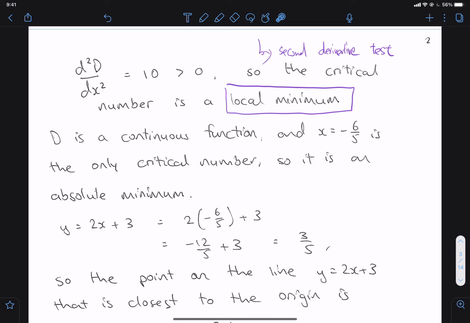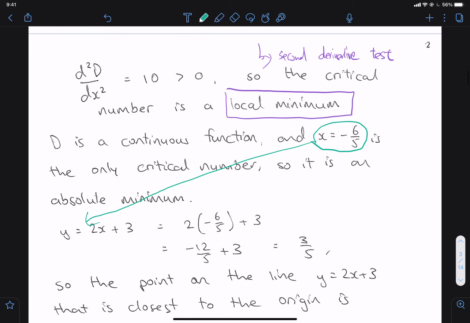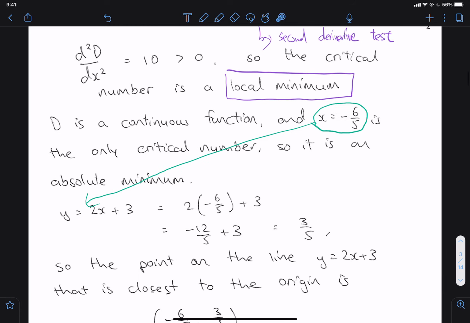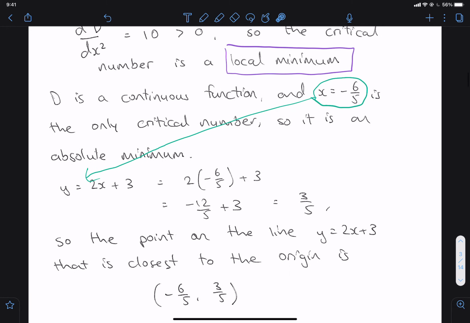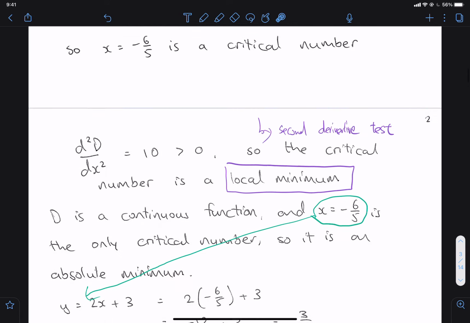How do we get the y-coordinate? We plug this x equal to negative 6 over 5 back into the line expression here. So we have 2 times this plus 3, which is 3 over 5. So now we also have the y-coordinate of that desired point. And so the answer is negative 6 over 5, comma 3 over 5.